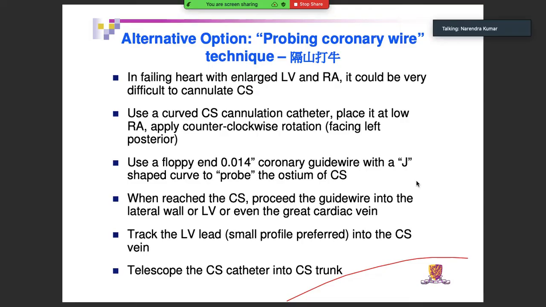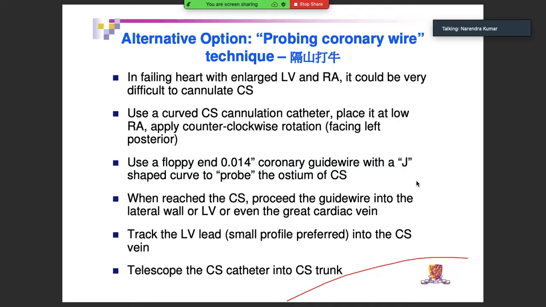Most of those patients will already have severe heart failure, therefore the heart will already be enlarged, the RA can be very enlarged as well, so it can sometimes be really difficult to cannulate the coronary sinus. Then what you do is use a curved CS cannulation catheter and put it in the low right atrium and then apply a counterclockwise rotation. Okay, counterclockwise facing the left posterior. And one can also use a coronary guide wire with a J-shaped curve to probe the ostium of the coronary sinus.